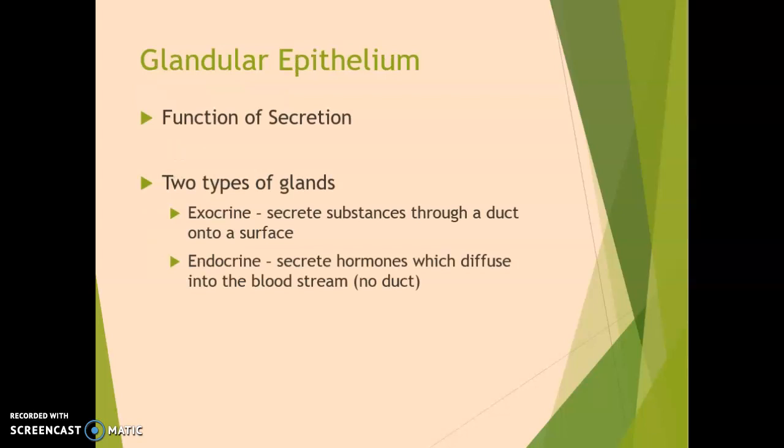Glandular epithelium is to help with secretion, so it can be from 2 different types of glands, which we have exocrine. So this would be secreting substances through a duct onto a surface, or endocrine, which secrete hormones that diffuse into the bloodstream. So there's no duct. So the difference there is the exocrine is through a duct. The endocrine, there is no duct because it diffuses into the bloodstream.